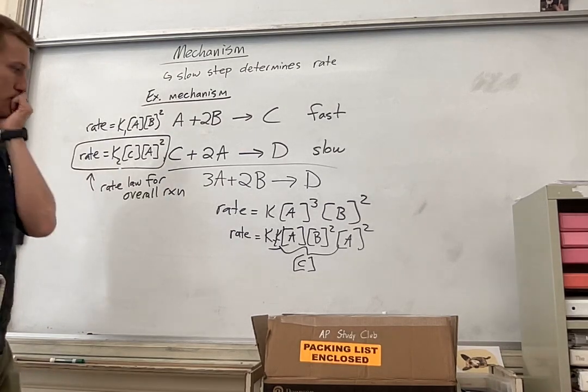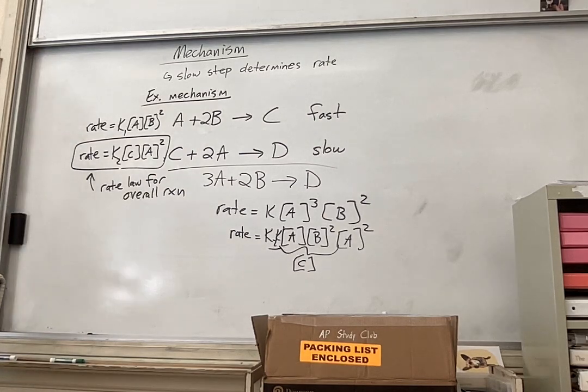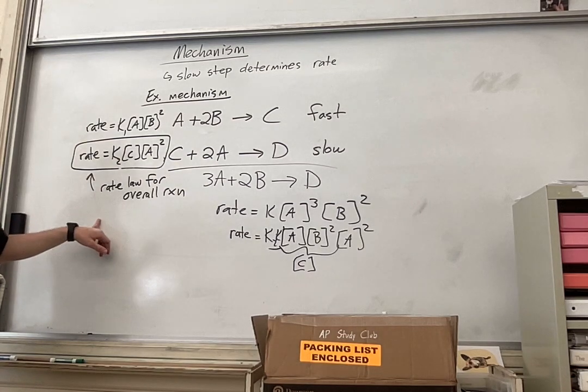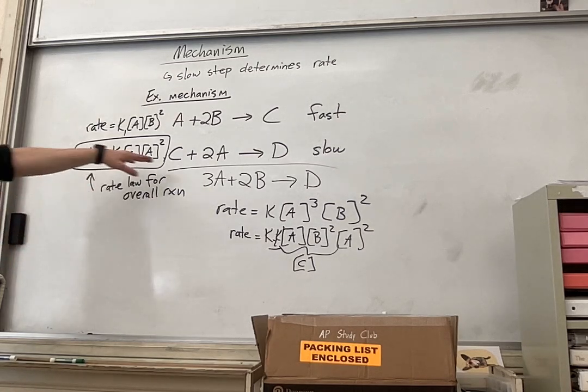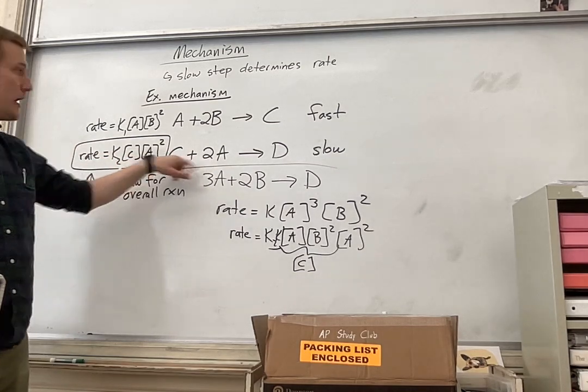No. Yes. I don't know if this would ever happen, but if it gave you that and asked you to find the rate for the slow one, and so you know that that's going to be the overall rate, would you write it as the one substituted without C in it, or would you leave C in it? If it's asking you specifically for the rate for this step, you can keep C. I would keep it as C.